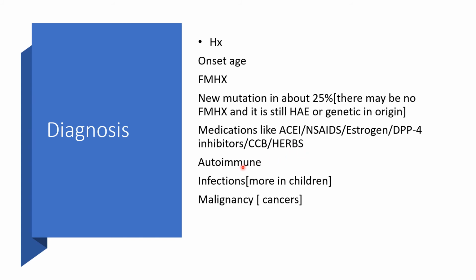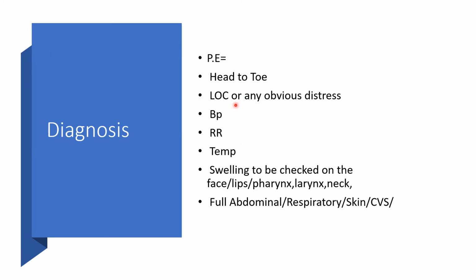And of course, the history will cover autoimmune conditions because acquired will have a link to autoimmune sometimes, or cancer. So any ongoing infection, particularly in children, we want to know, more importantly, viral infections. And of course, malignancy going on somewhere. Okay, we are done with the history, right?